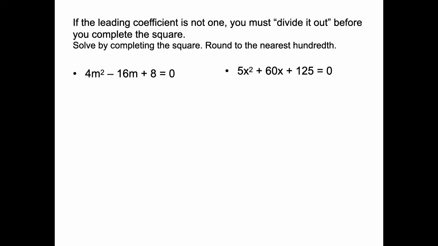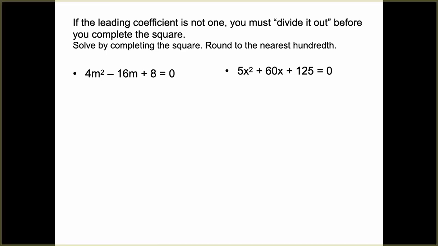So we're going to solve by completing the square, and we're going to round to the nearest hundredth on this slide. So the first thing we need to do, well, we have to do two things. For the first one, we need to get it so it's just the m squared and the m term on the left side. And we also have to get a leading coefficient of 1. So we can either move the 8 first or divide everything out by 4 first. Me, I'm going to divide everything out by 4 first. But it doesn't matter which order you do it. And you technically should be dividing 0 by 4 also.